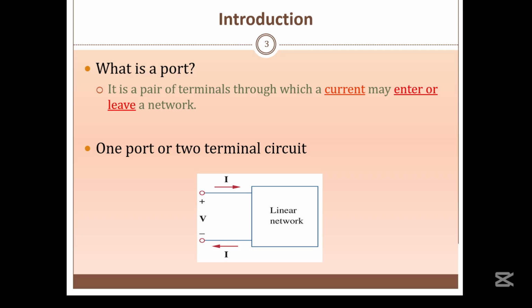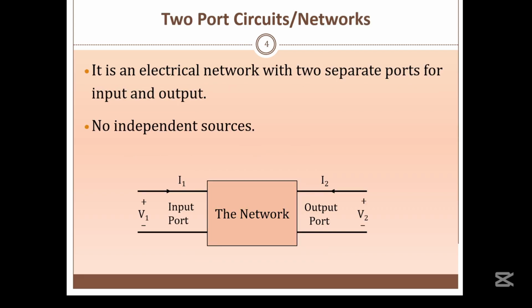As for the one port, for example, let's say you have an antenna, you have only one port. After that the antenna will radiate, so that's a one-port circuit. And for the two-port, as I told you before, there are 4 types of network that will be studied in this course. So you will have one input port and one output port.